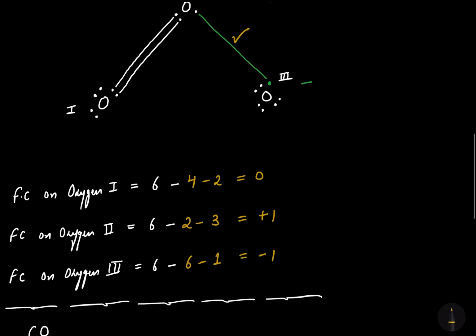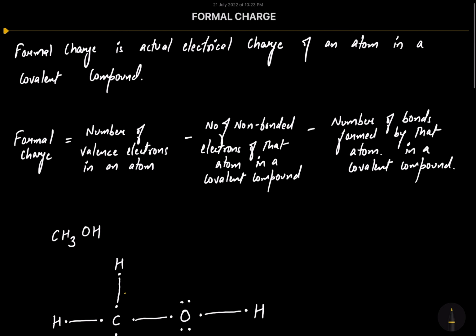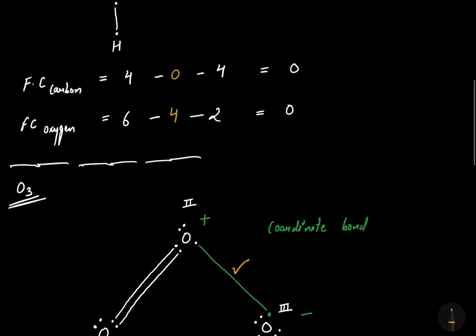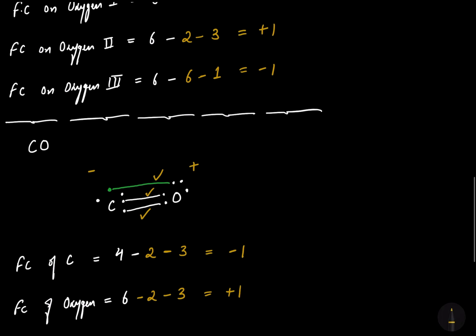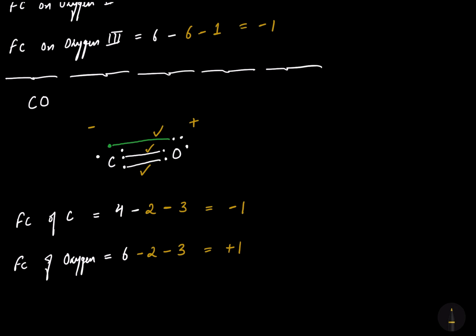So I'm using the formula that formal charge is equal to the number of valence electrons in an atom minus the number of non-bonded electrons of that atom in a covalent compound or in combined state minus the number of bonds formed by that atom in a covalent compound. I hope you all understood these 3 examples very clearly.